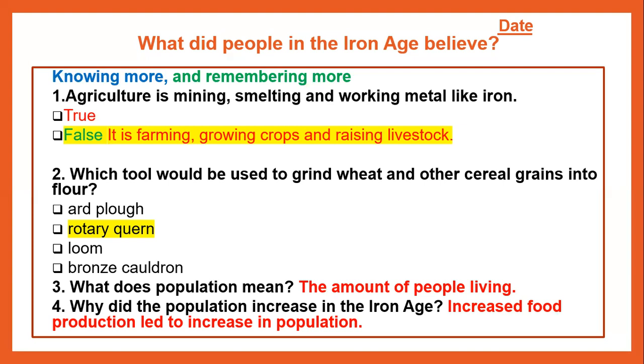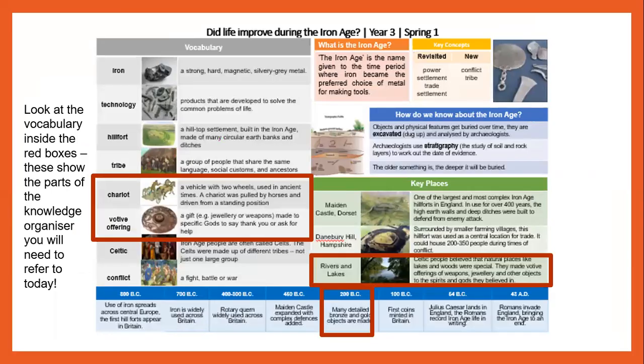So now we're going to move on with our learning on what did people in the Iron Age believe. So now you can see your knowledge organiser. And the vocabulary that we're going to focus on in this lesson is a chariot. Now this is a vehicle with 2 wheels used in ancient times. A chariot was pulled by horses and driven from a standing position.